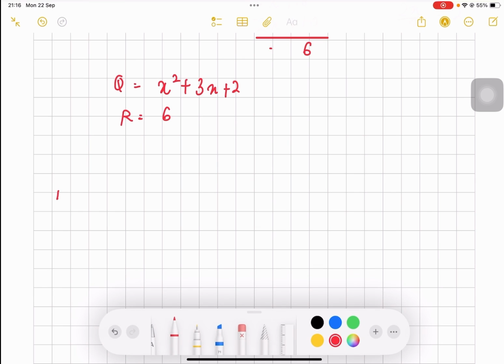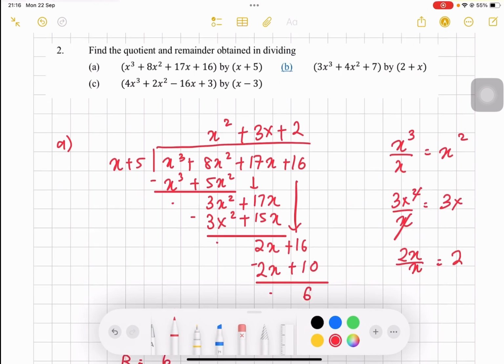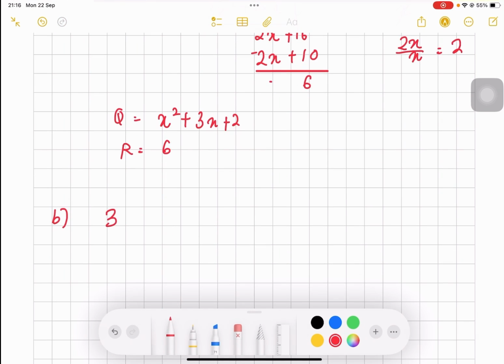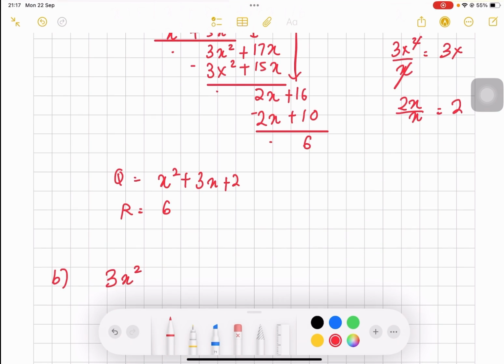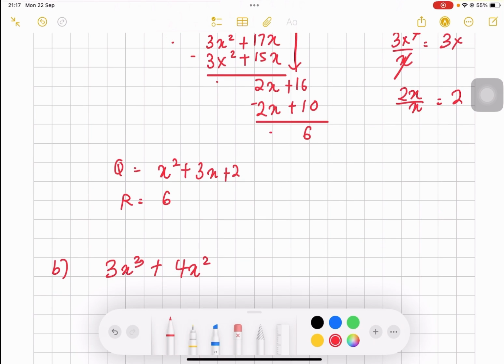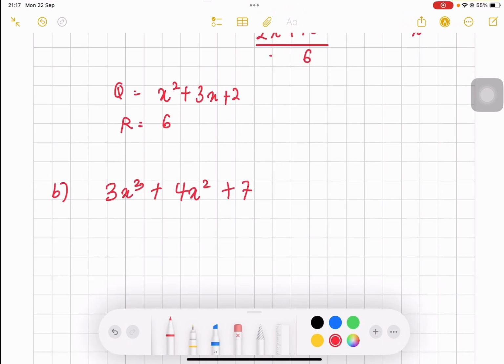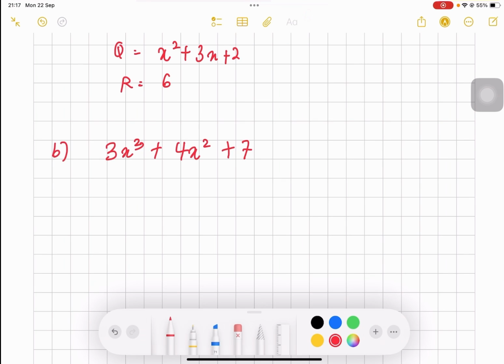Question B, 3x cubed plus 4x squared plus 7. Before you proceed with the long division, you must rewrite the equation: 3x cubed plus 4x squared.